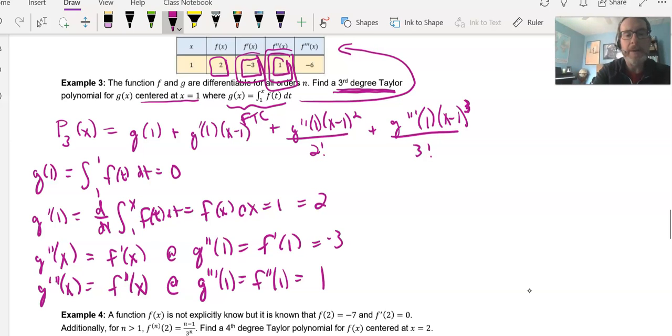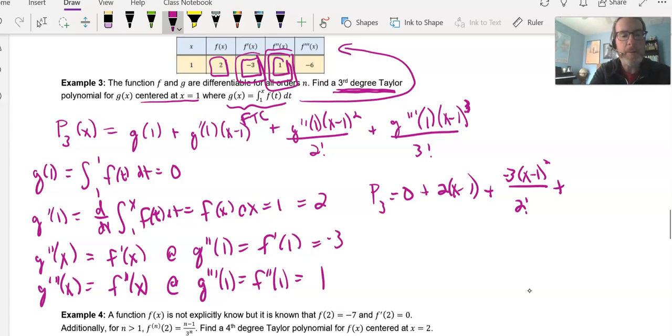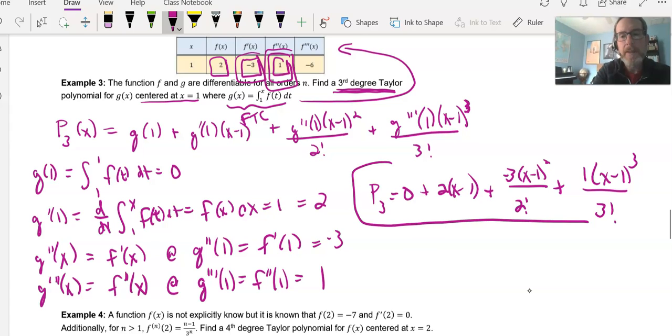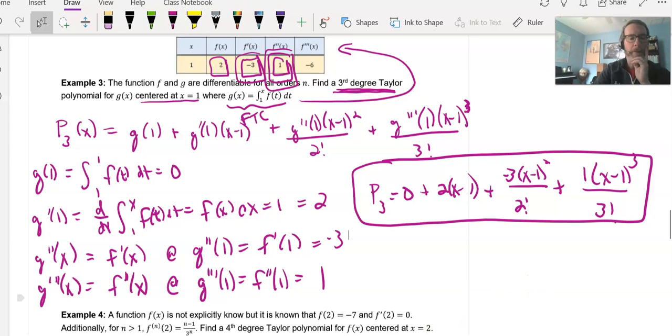So now we're going to plug in what we know. Our third degree Taylor polynomial would be 0 plus g prime of 1, which is 2, times x minus 1, and then plus g double prime, which is equal to -3, times x minus 1 squared over 2 factorial, and then g triple prime at 1, which is 1, times x minus 1 cubed over 3 factorial. That's our third degree Taylor polynomial for that first example.